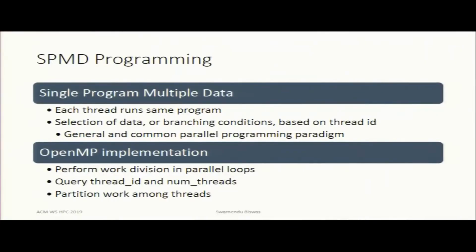So what we do over here is, first of all, we'll talk about single program multiple data, SPMD. Here what we are talking about is an OpenMP parallel region, right? Each thread is running the same program, but on different portions of the data. Your selection of data can be based on whatever branching conditions that you have, thread ID and stuff, like cyclic distribution, block-based distribution. So in OpenMP, we perform work division in parallel loops. We usually query the thread ID, we query how many threads there are, we do chunking, and then we divide work, right? It's like single program multiple data. That can be a paradigm that you can think of. This is not SIMD yet. This we are talking about SPMD, right?